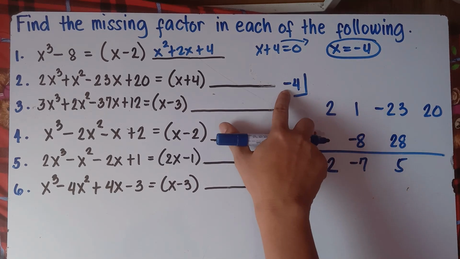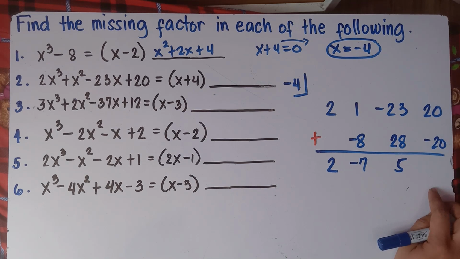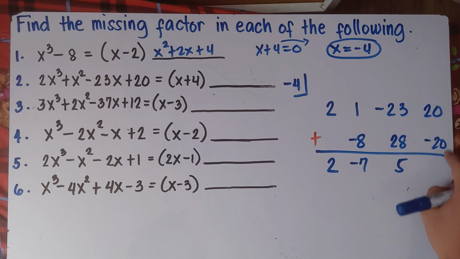Then you multiply negative 4 times 5, that's negative 20. Then you combine 20 plus negative 20. If the signs are not the same, you subtract. So 20 minus 20, this will be 0. So therefore, we don't have the remainder.